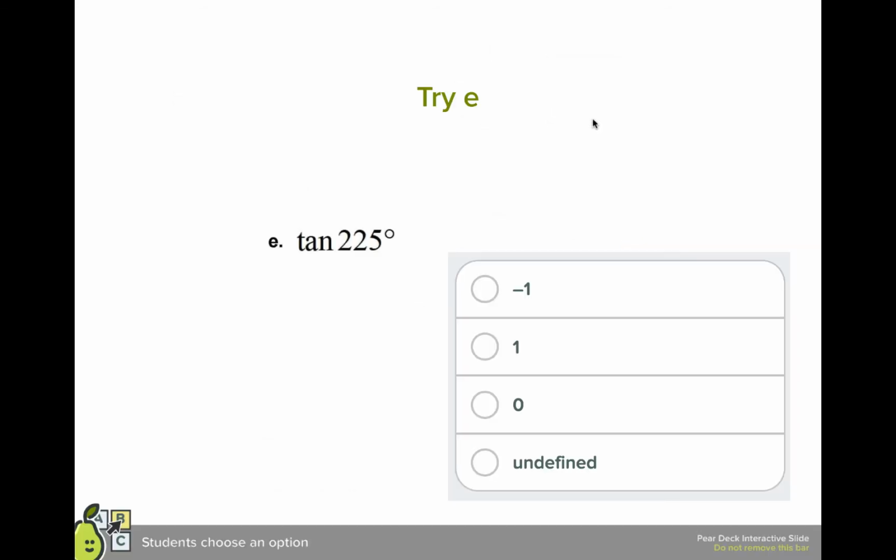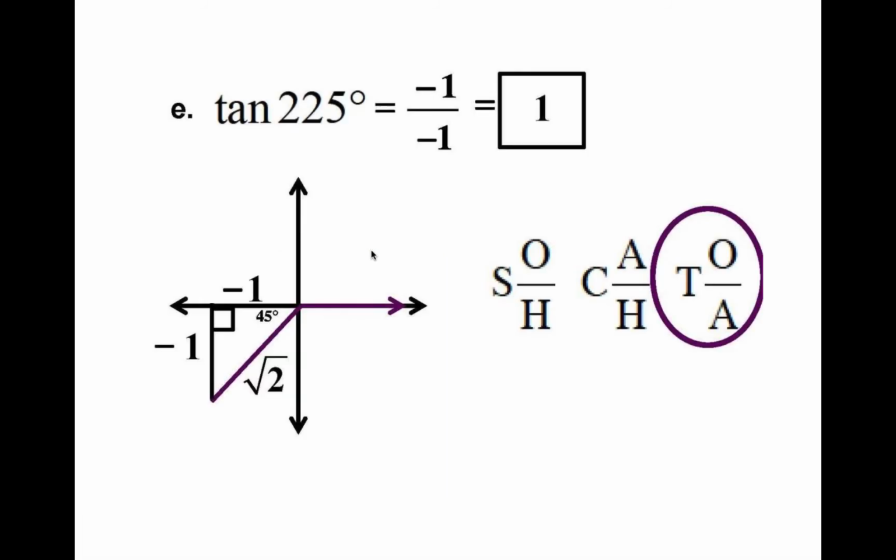Try E. Hopefully you realize that it ends in a 5, so this is going to be a 45-degree triangle. So it's more than 180 by 45 degrees. The legs are equal. The legs are 1 in a 45, 45, 90. And the hypotenuse is the square root of 2. Left is negative, down is negative. Tangent is TOA, O over A. So opposite is -1 divided by -1, you get +1.